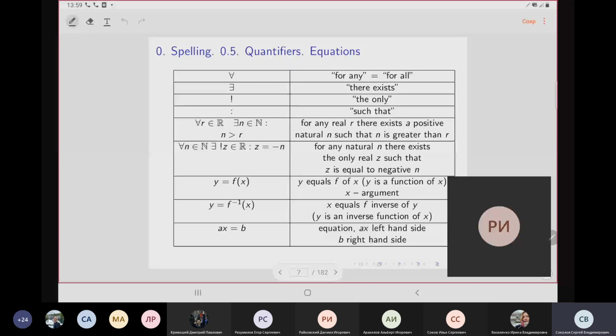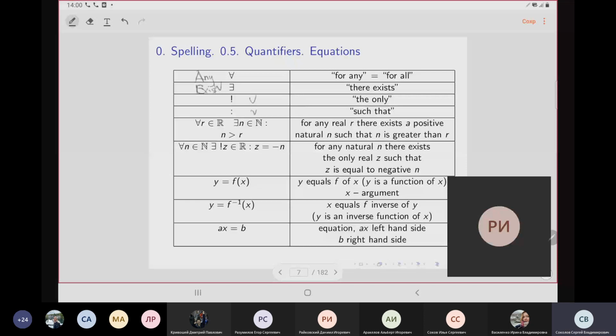Next, some quantifiers. The quantifier for any or for all. The quantifier of existence. So it's just the letters upside down. So A upside down is the quantifier any, and the reversed letter E for existence is the quantifier exists. The quantifier for the only one, and then the simple such that.